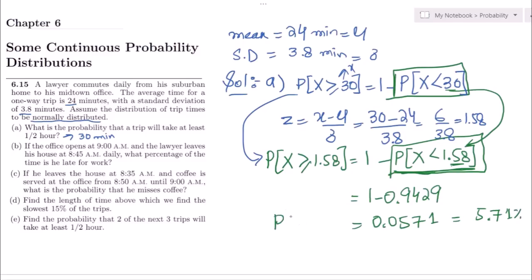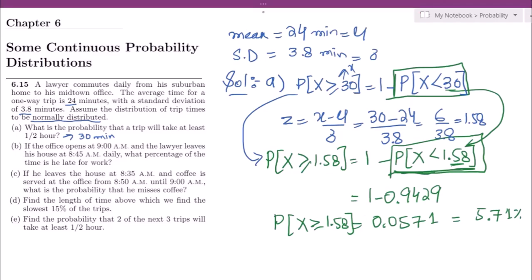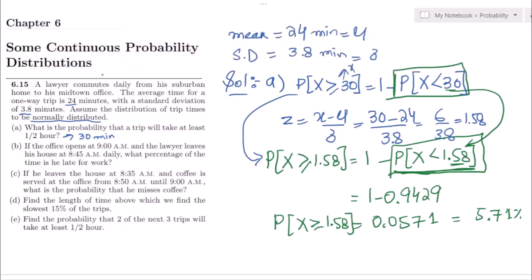And that is the probability that x is greater or equal to 1.58 in the transformed form. In x form, it is the probability that he will take at least 30 minutes, and this is the answer for it. So that is the solution of part A of my question.